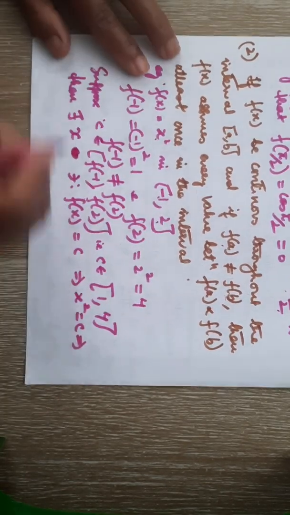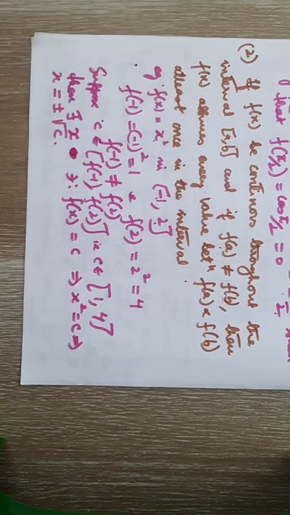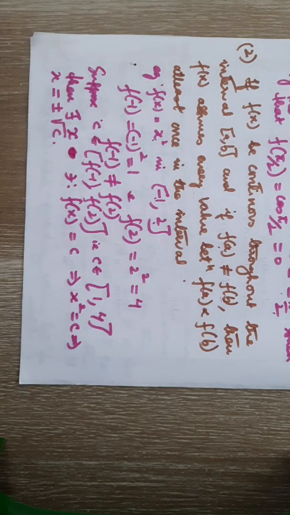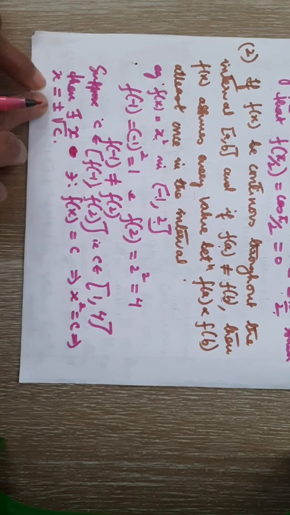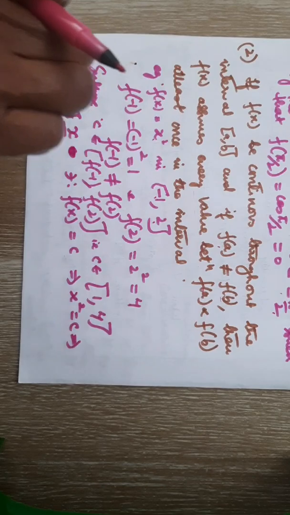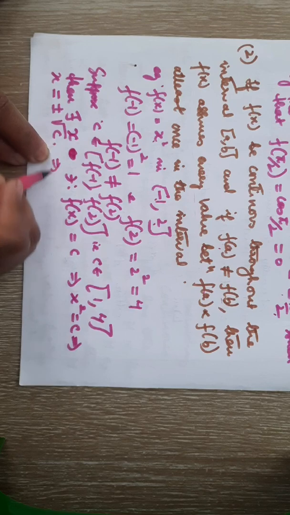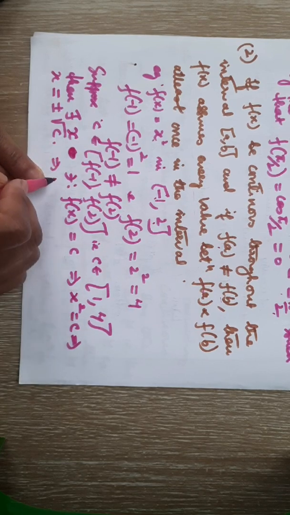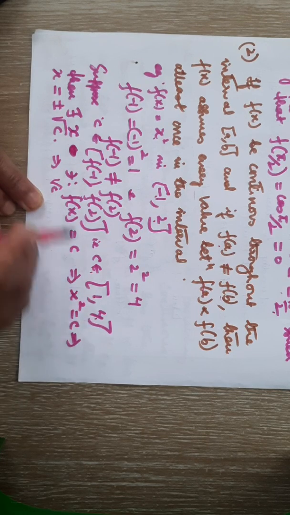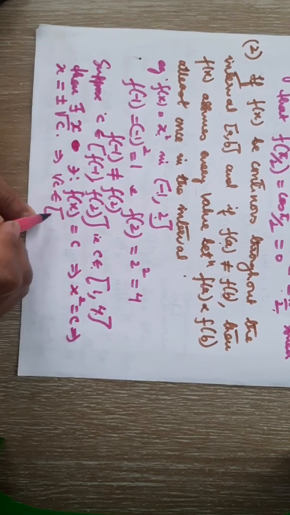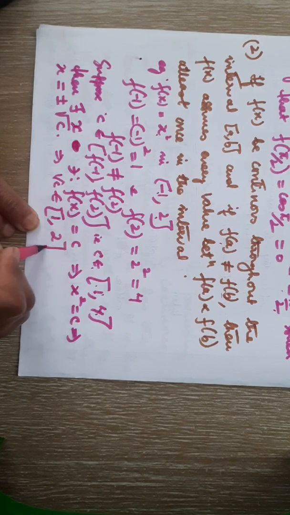Now take the square root of this. x can be plus or minus square root of C. So now here you see that we can find an x after taking the square root. But now, what is this C? Can it belong to this interval? So this implies that square root of C will be what? C belongs to 1 to 4. So square root of C will belong to what? Square root of 1 will be 1, square root of 4 will be 2. It will belong to 1 to 2.